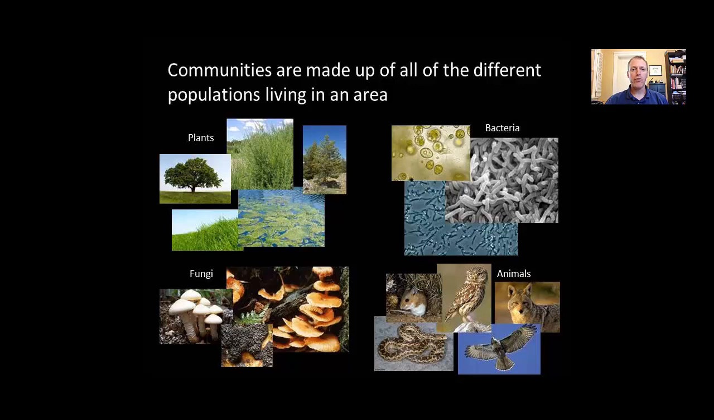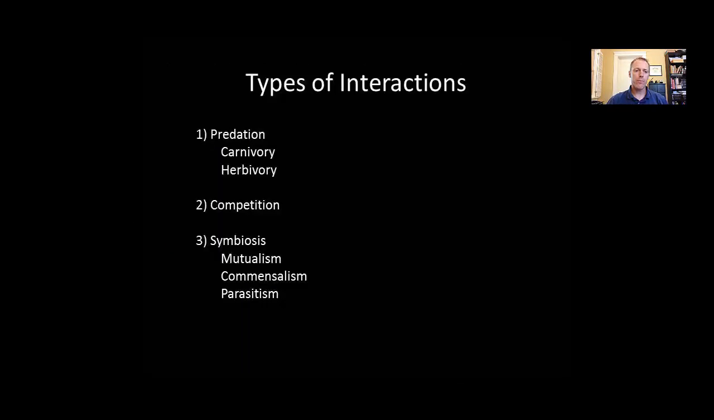As we saw from the first lesson, communities are made up of all the different populations living in an area. So all the different populations of plants, bacteria, animals, fungi, whatever different living things live in a particular area are part of the community, and they're all going to interact with each other in some way. Some of these interactions are obvious, like predation, one animal eating another. But a lot of these interactions are not quite so obvious, so we're going to go over those here.